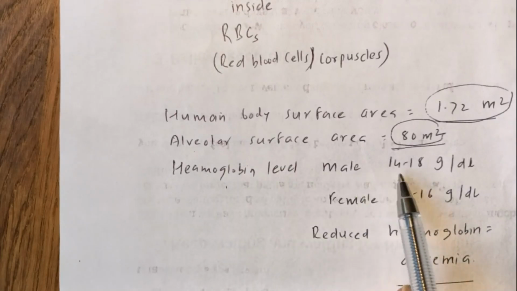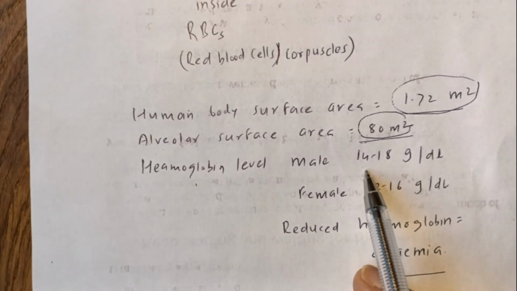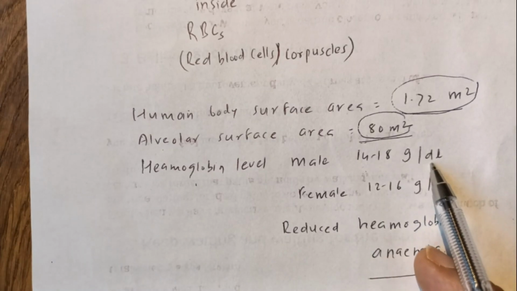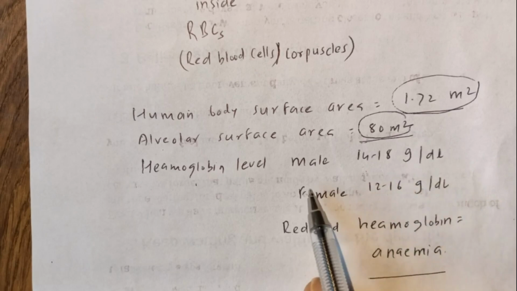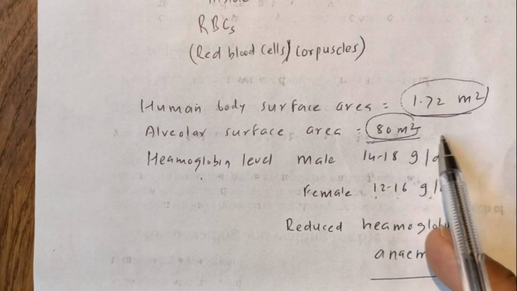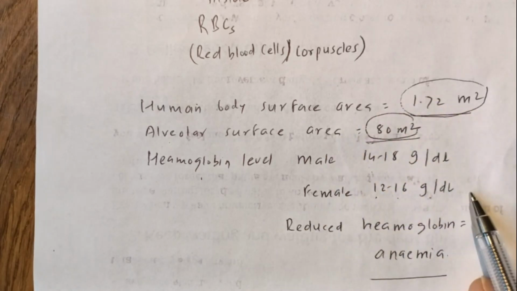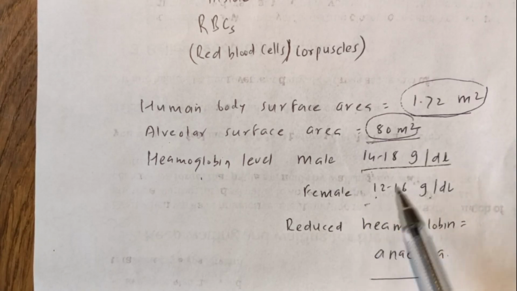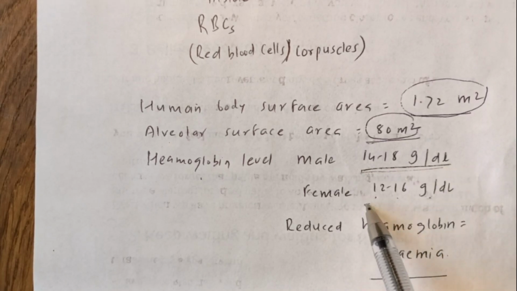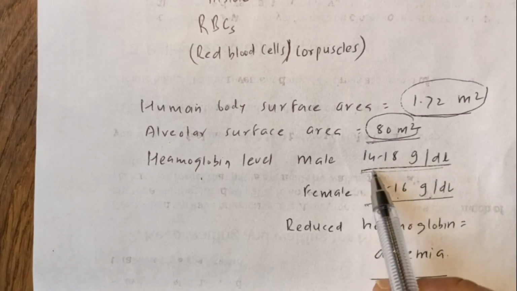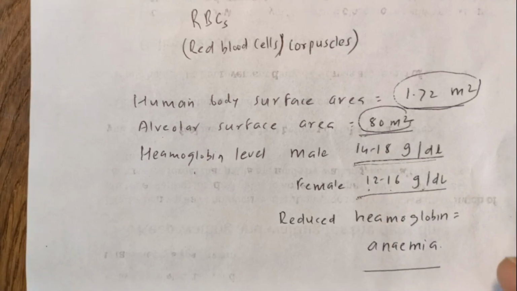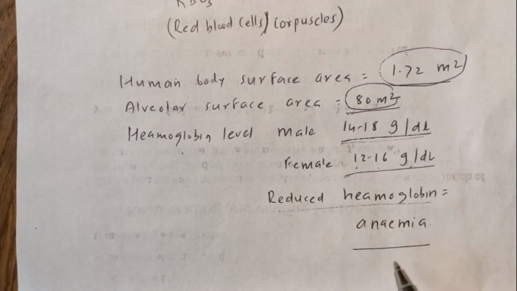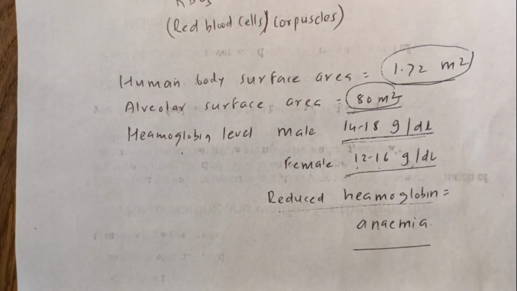Now, the hemoglobin level in males is 14 to 18 grams per dL, so it's gram percent. In females, it is 12 to 16. Remember, different books will give you different values. But this is quite a standard value accepted in various books. So 14 to 18 for males, 12 to 16 for females. Of course, in Indian males and females, the values may be slightly less. And if the hemoglobin is reduced, the condition is called anemia. So we'll look into more details in the next section of this chapter.